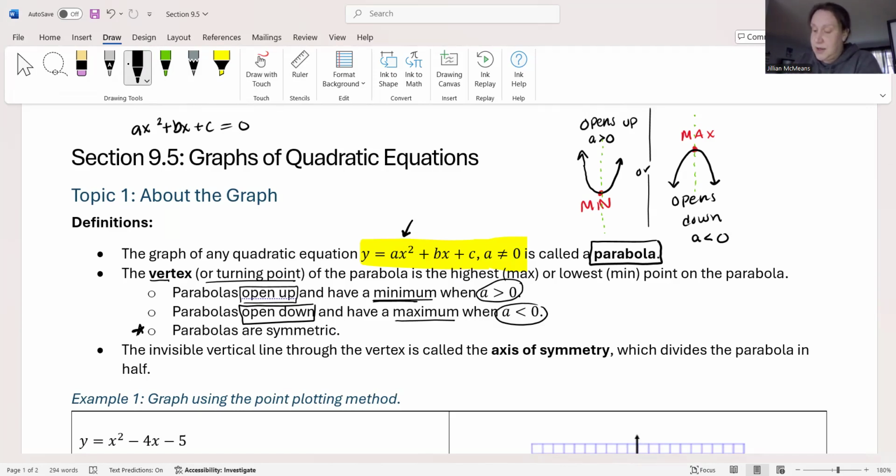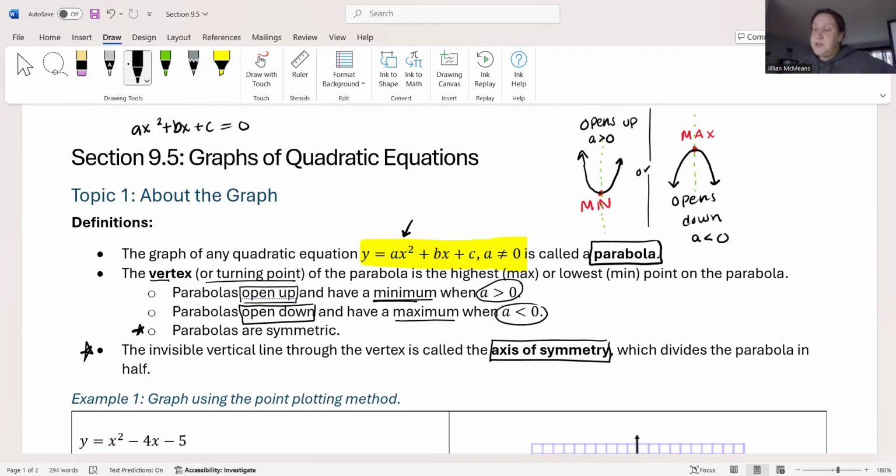Okay. Just as important, we have the invisible vertical line through the vertex. So it goes through the center of the parabola, right through the vertex. It's a vertical line. This is called the axis of symmetry. And it divides the parabola in half, basically. Okay, so there is a vertical line that goes right through your parabola. We call it the axis of symmetry, and it splits your parabola exactly in half.